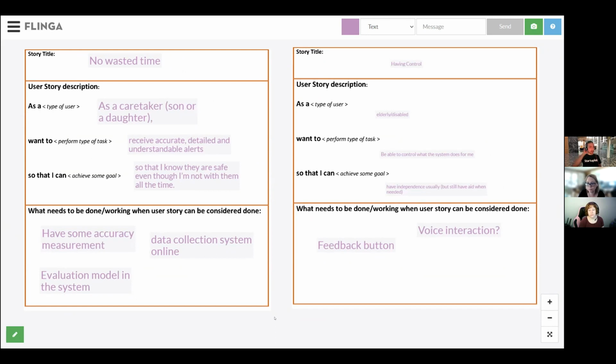Yeah, and also we had a discussion on to whom we are presenting the knowledge. Different roles might have different needs for the accuracy, or a different description of the accuracy. But especially we have the caretaker role here.